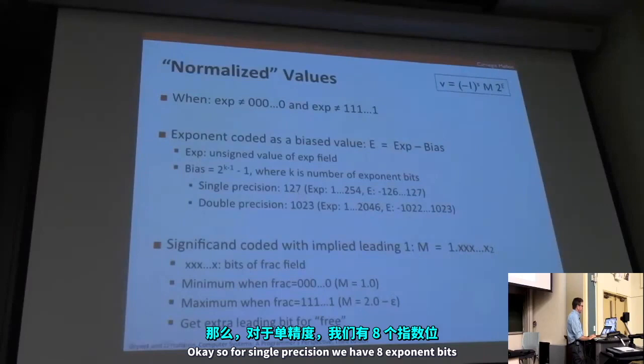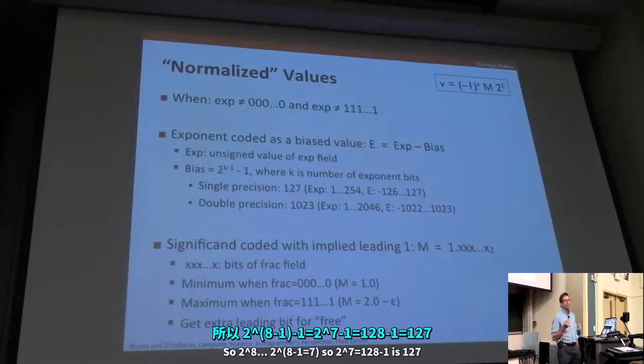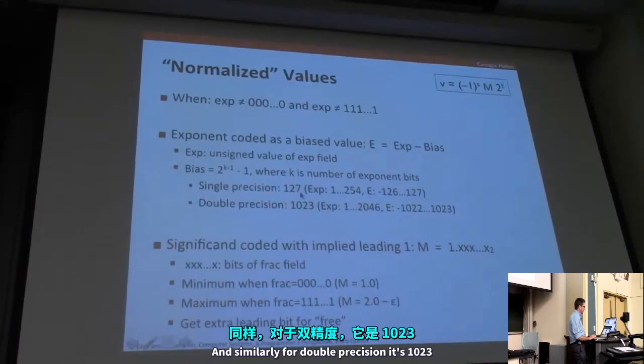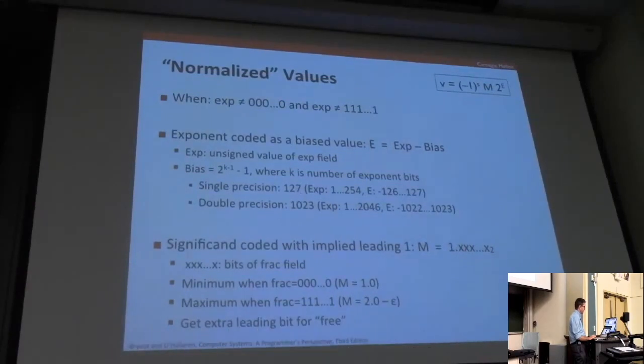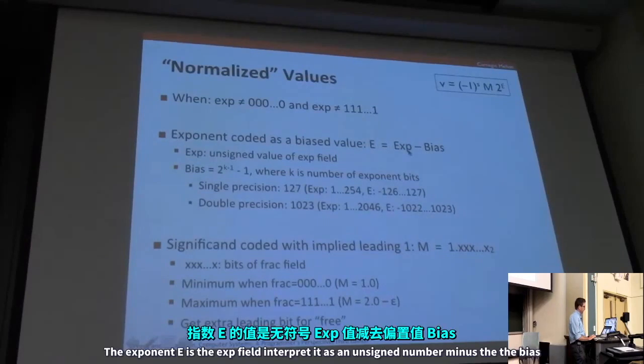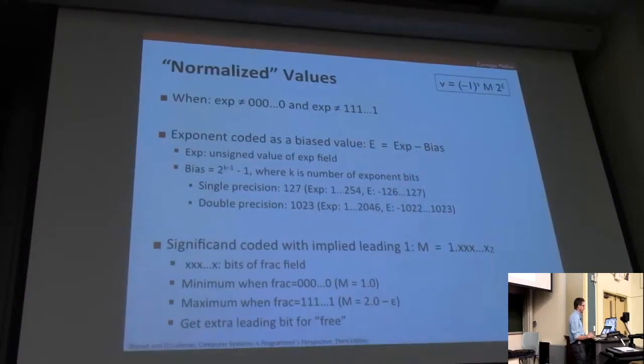So for single precision, we have 8 exponent bits. So 2 to the 8 minus 1 is 7. 2 to the 7th is 128. Minus 1 is 127. So the bias for single precision is 127. And similarly for double precision, it's 1023. You just have to memorize this formula. The exponent e is the exp field interpreted as an unsigned number minus the bias.